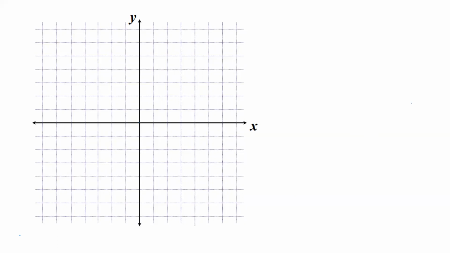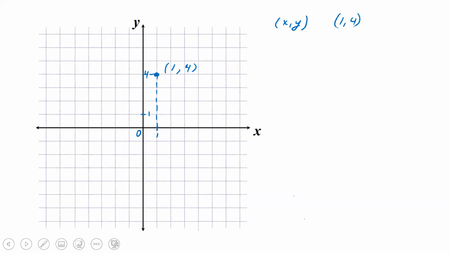Okay, let me see, not so fast. There you go. So I'm going to take this one. And first I'm going to draw a vertical line.